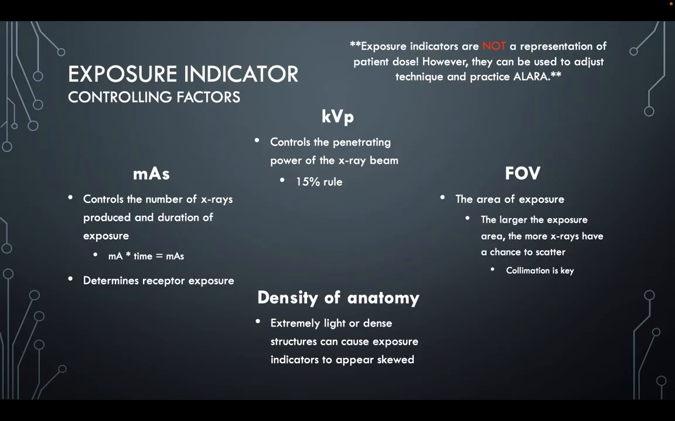The opposite can be said. Let's say I took a picture and I hadn't asked my patient if they had surgery before. And so I didn't realize that they had hardware in their hip. And so now I have an extremely light image, and my exposure indicator is letting me know that I have underexposed. So that's how density of anatomy can affect my exposure indicator.